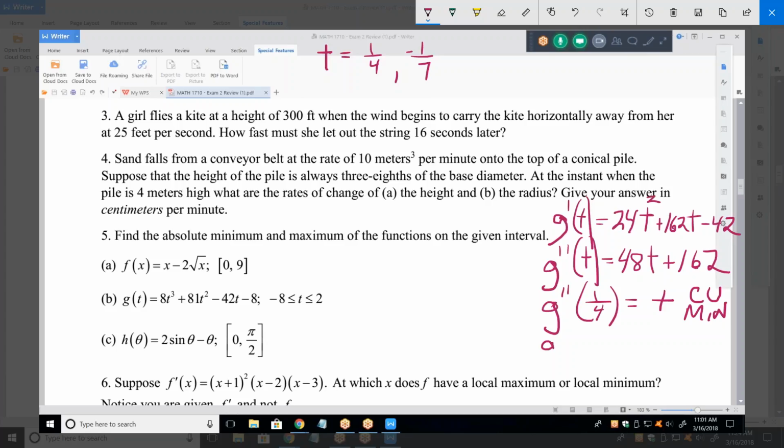And now let's check the other point. And that's negative. Is it? Yeah, because 48, I'm adding 162 to it. Wait, why are you doing negative 1/7? That would just be 7. No, when we factored it, we got 4t. It'd be 4t minus 1 times t plus 7 is what we had. Yeah. Okay, that gives you t equal to 1/4 and t equal to minus 7.